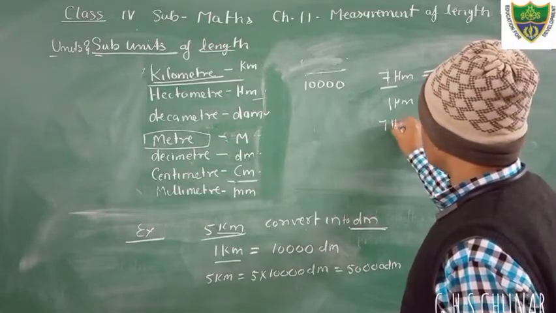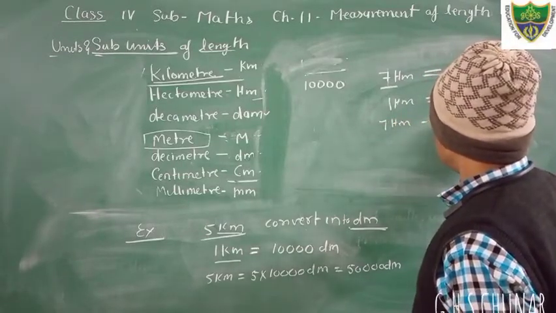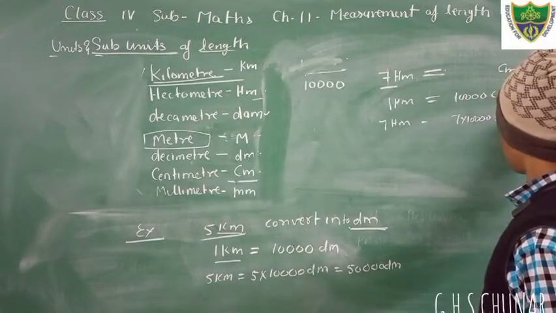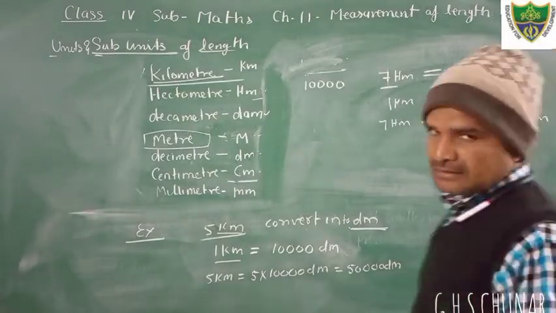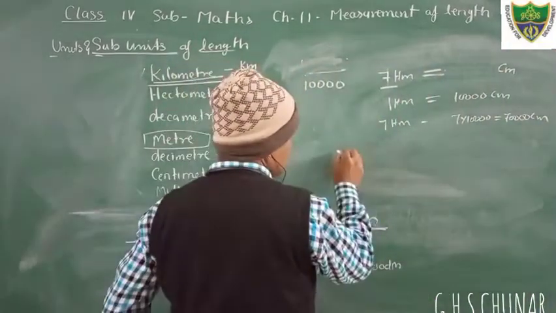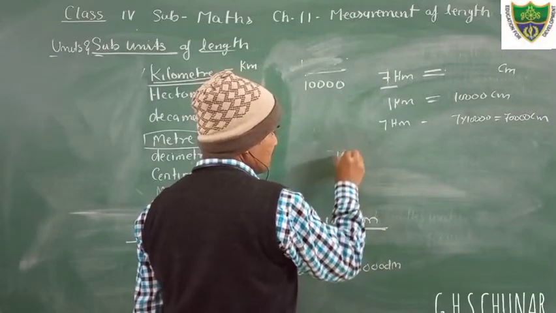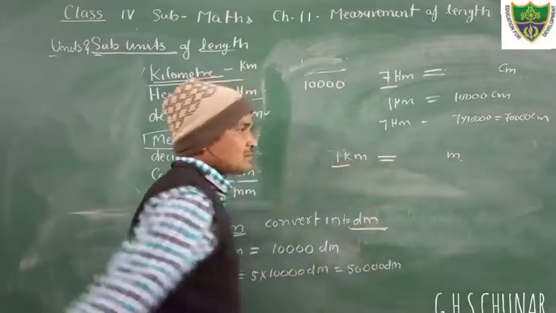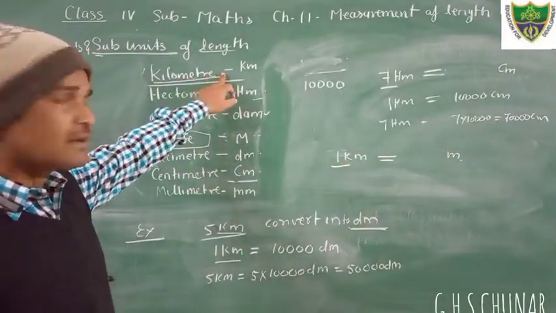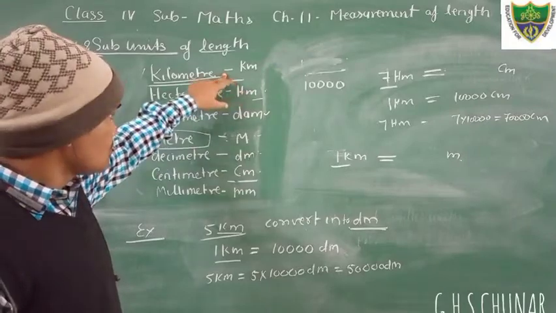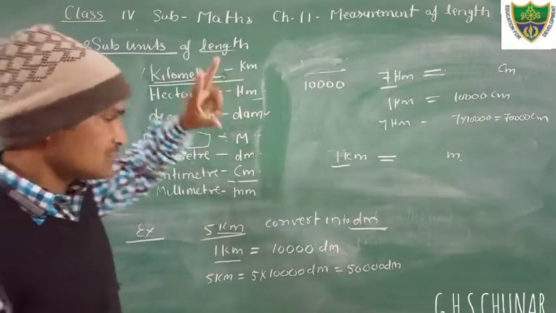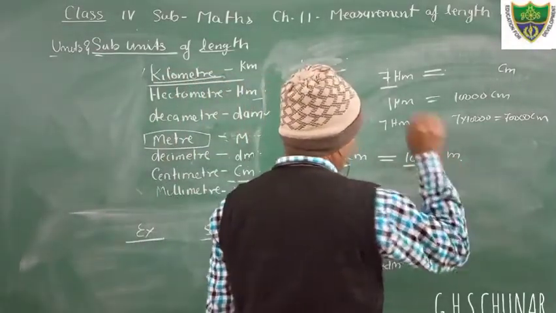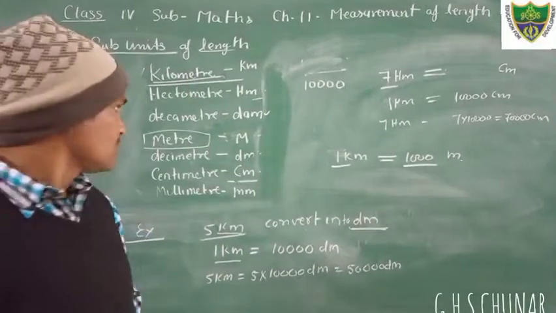So 7 hectometer is equal to 7 into 10,000, that is 70,000 centimeter. One more popular, that is 5. What is the relation? 1 kilometer to meter. Here we will write 1 at the place of kilometer, and 2 is the meter. 1, 2, 3. So there are 3 zeros after the 1. That is 1,000. So 1 kilometer is equal to 1,000 meter.